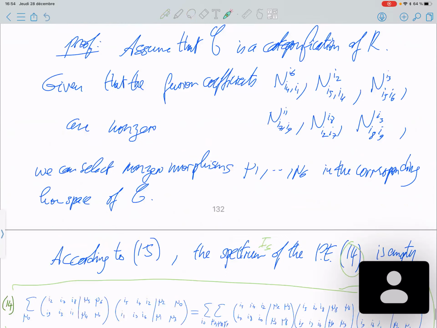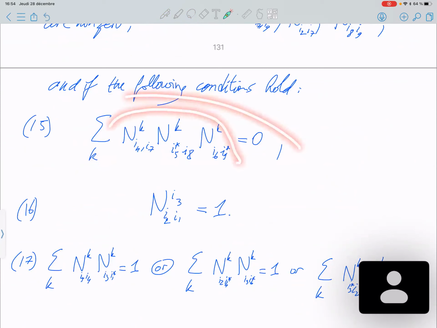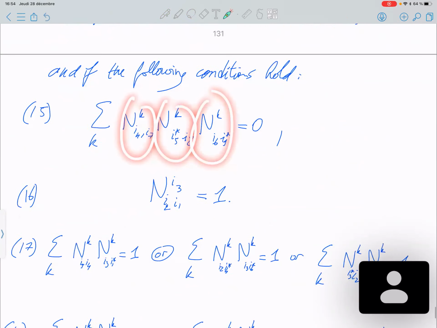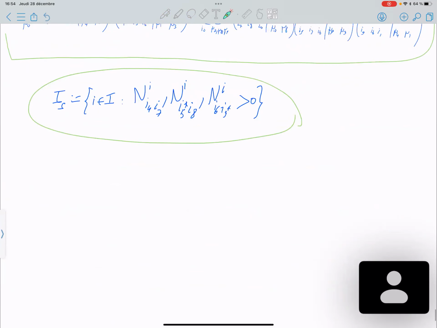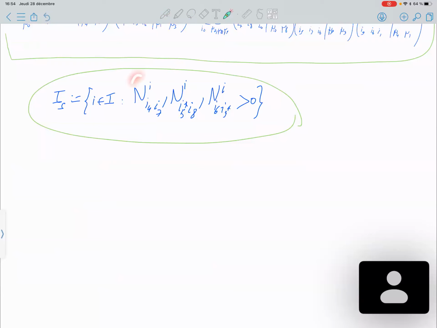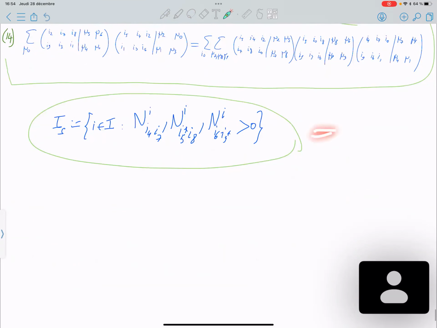And equation 15 says that for all k, this is 0. But this is a sum of non-negative things. So if a sum of non-negative things is 0, then every summand is 0. So for all k, for all i, one of these is 0. So we have that this is empty.